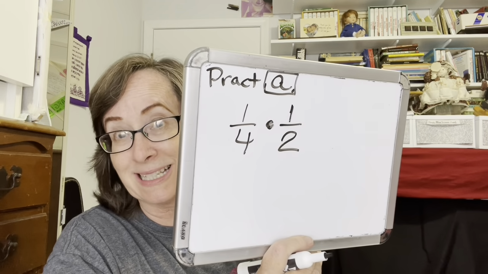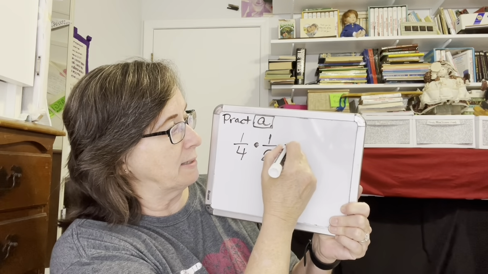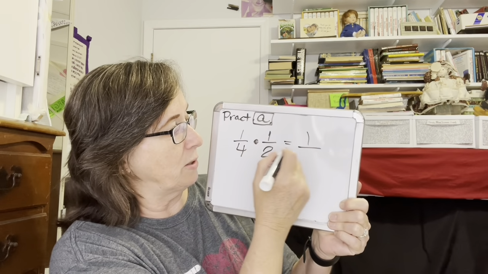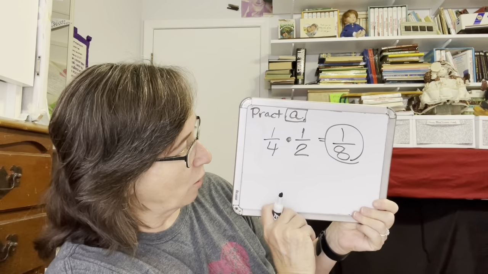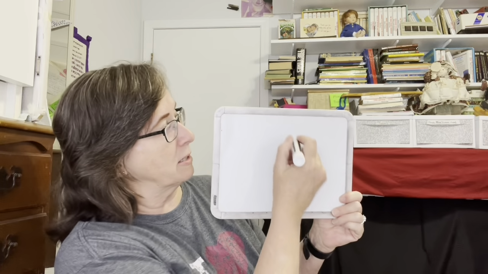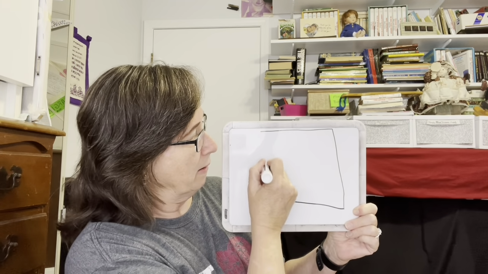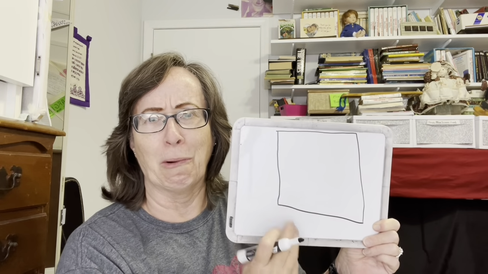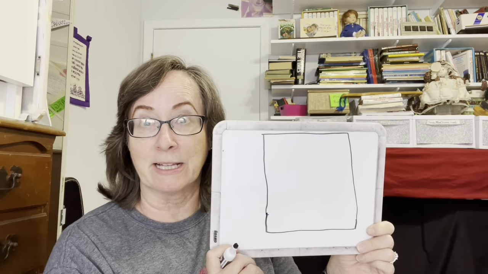So 1/4 times 1/2 is going to be 1 times 1 is 1, 4 times 2 is 8. So the answer is 1/8. So let's go ahead and show an area model of 1/8. So we'll start with our square inch. Whoa, that's not a very square inch. Let me look at it a little bit better there. Okay, we're going to pretend that's a good square inch.